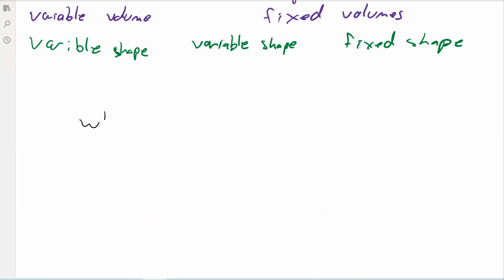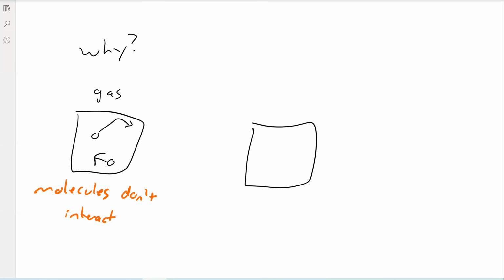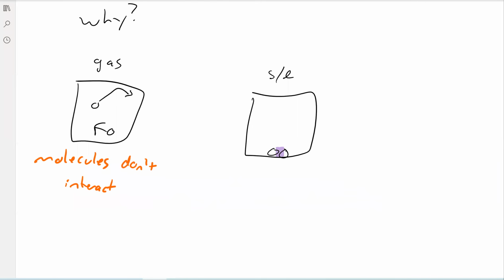So, why do we have these properties? When we're talking about a gas, these molecules are flying all around the place, and the molecules don't interact with one another for the most part. They sometimes hit each other, but overall, they're not stuck to one another. Whereas in a solid and a liquid, if we have two molecules, they are attached to one another, right? They cannot leave one another. And so what that tells us is that something is keeping them together.